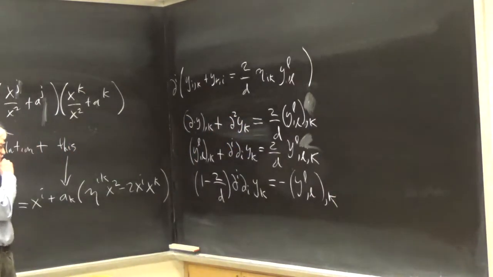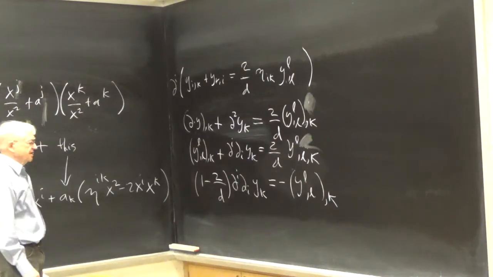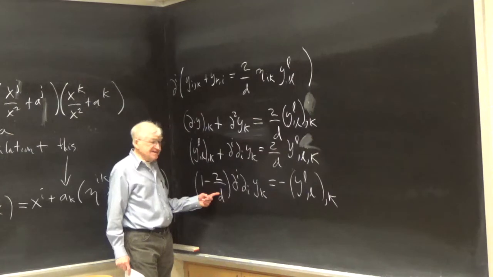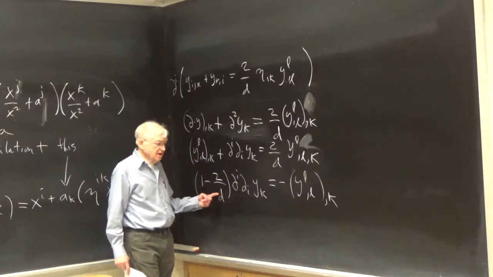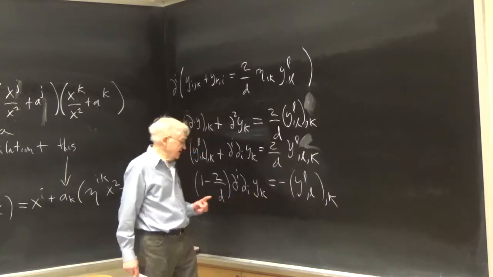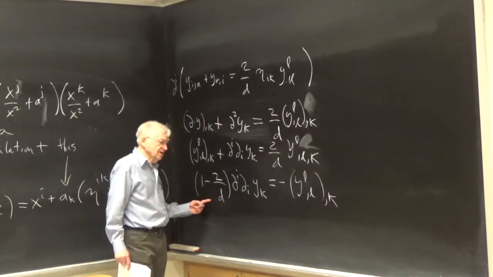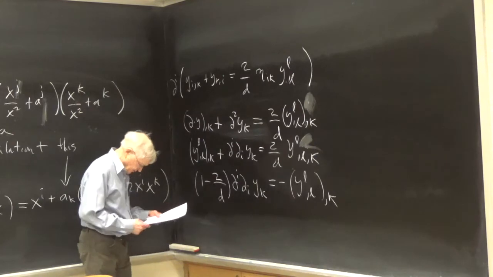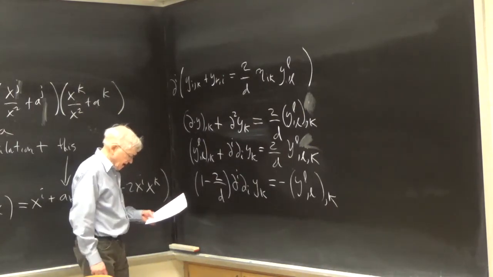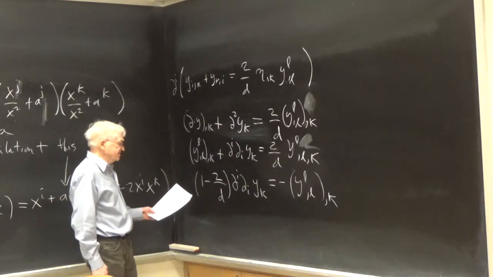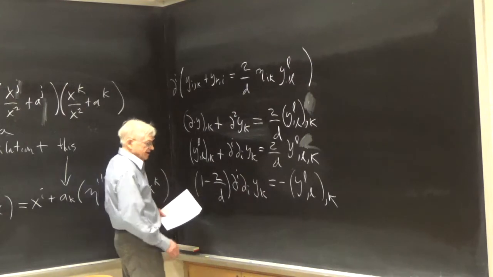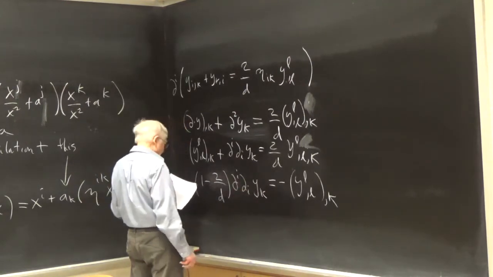Okay, so that's what we get, and we notice if d is equal to 2, this is a much simpler equation. If d is not equal to 2, then it's a more general equation. And in fact, we can go one more step. We can differentiate one more time. We can take the derivative with respect to k.